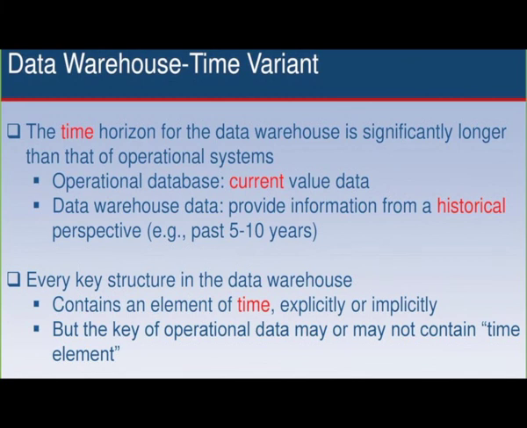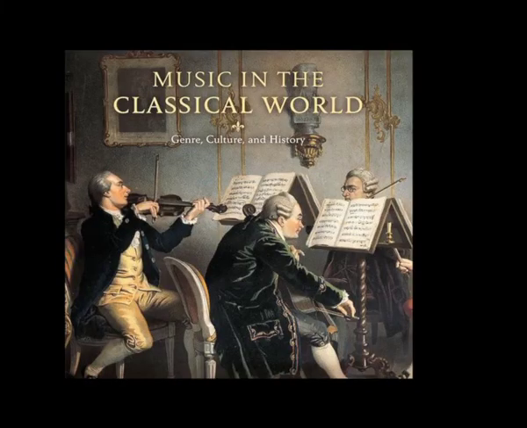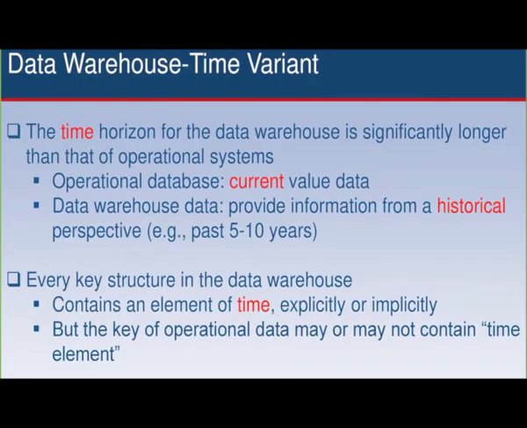Time variant. The time horizon for the data warehouse is significantly longer than that of operational systems. Operational database, it is nothing but the current value of the data. Data warehouse data, it provides information from historical perspective. For example, data warehouse can provide the details about past 5 to 10 years. Every key structure in the data warehouse contains an element of time explicitly or implicitly, but the key of operational data may or may not contain time element.